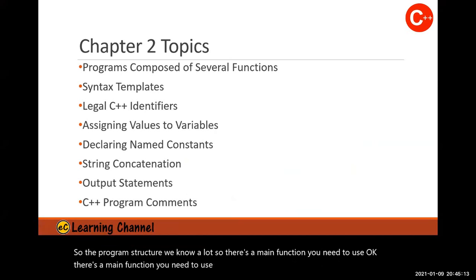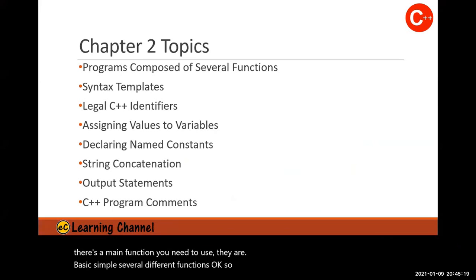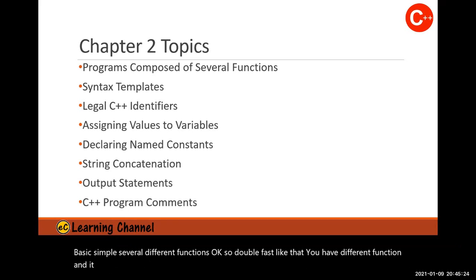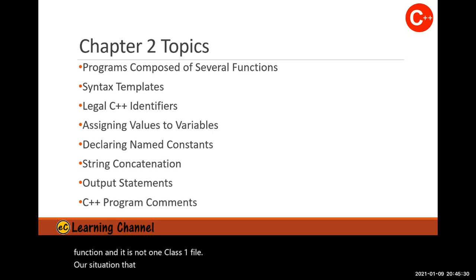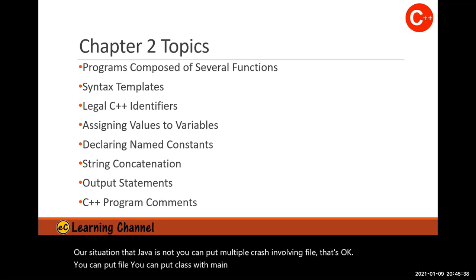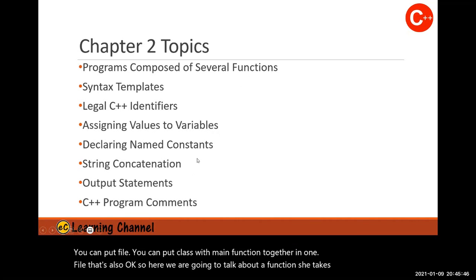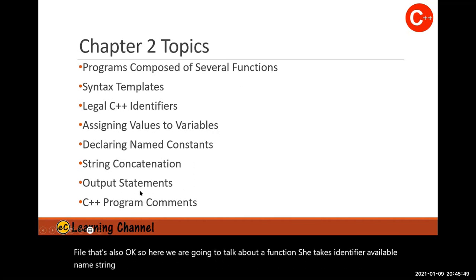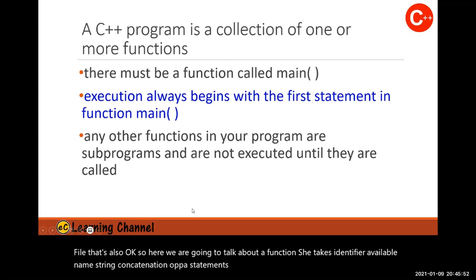They are basically several different functions. So in C++ you have different functions, and it is not one class, one file like Java. You can put multiple classes in one file. You can put a class with the main function together in one file. That's also okay. So here we are going to talk about the function syntax, identifier, variable name, string concatenation, output statement, C++ commands.